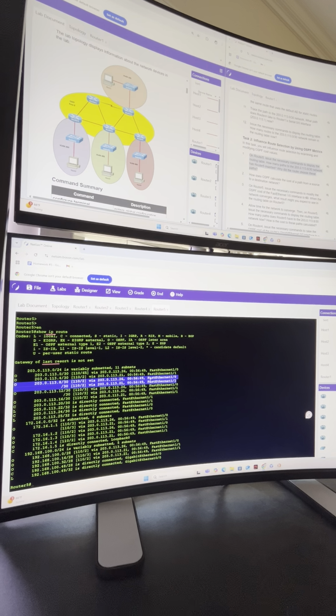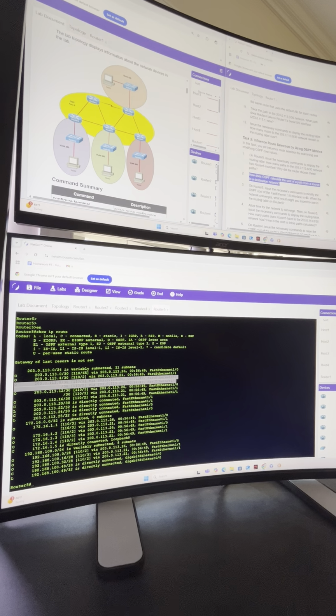So that is why these 2 are chosen. They both have the same administrative distance and they both have the same metric. So as a result, that is the only way this router knows how to get to this network. Okay. So number 2, it said, how does OSPF calculate the cost of a path from source to a destination?